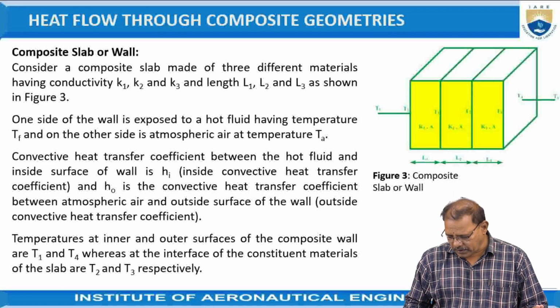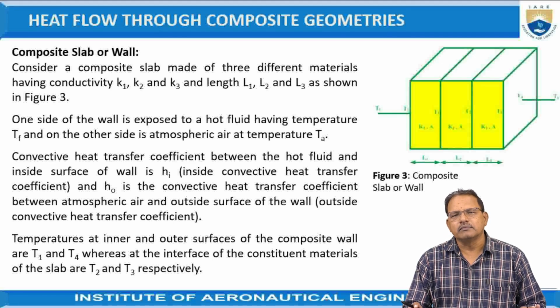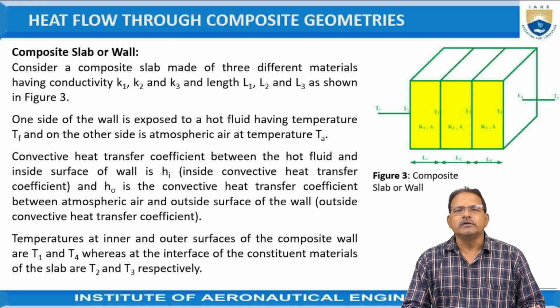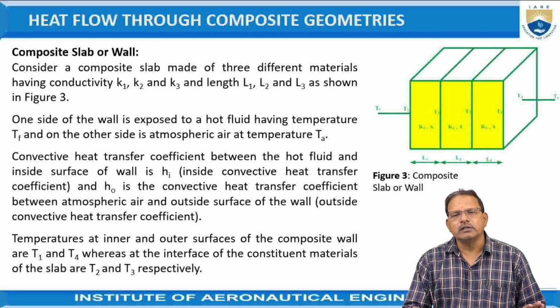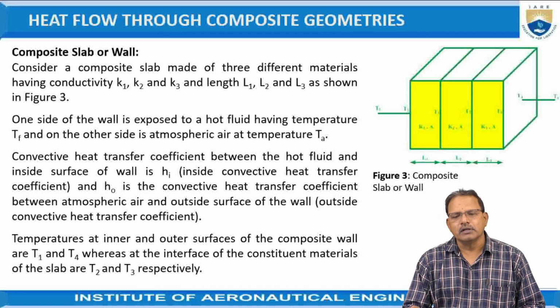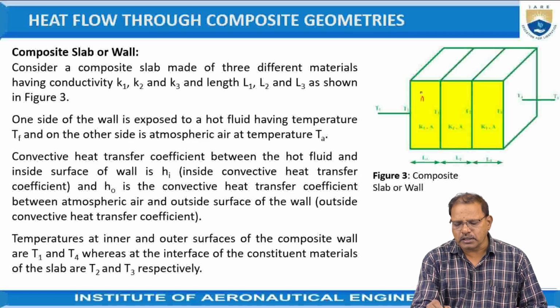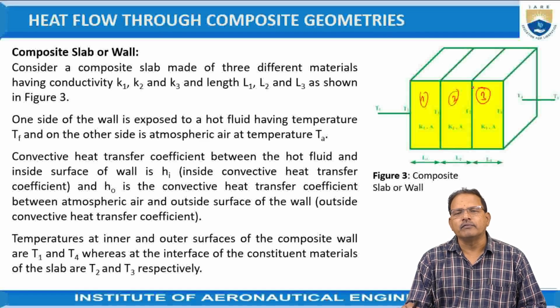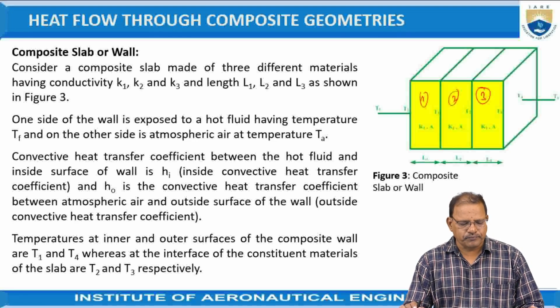Here, in previous problems we have taken only one block which is in contact with the hot fluid as well as the cold fluid. But in this case, the composite slab, the thickness of the wall or the slab is made up of different types of materials. Here we have taken just 3 different materials, represented as 1, 2 and 3, having the same area of cross section with different thermal conductivities.